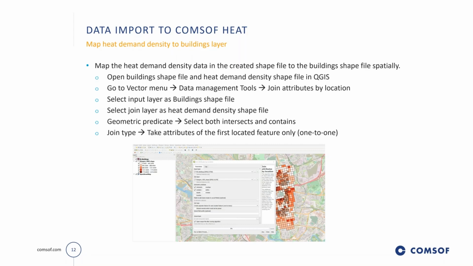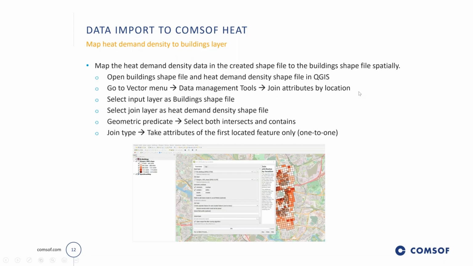First, let's map the heat demand density data to the buildings layer. In order to do that, we want to open two shapefiles, the building shapefile and the heat demand density shapefile, in QGIS. Here in this window, I opened two different files. Once you have these, go to the vector menu, then click data management tools, and then join attributes by location.